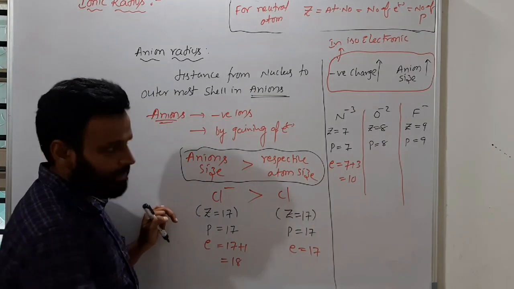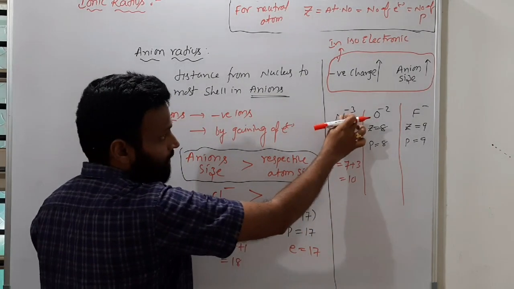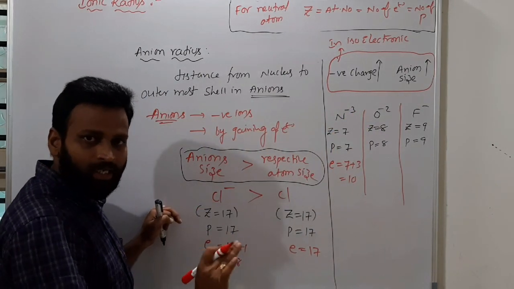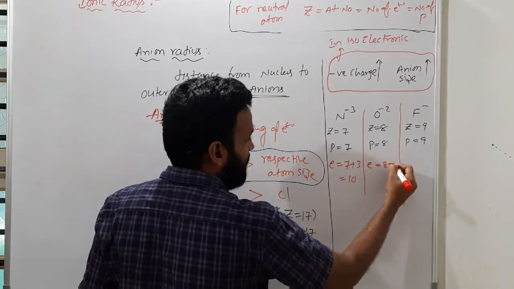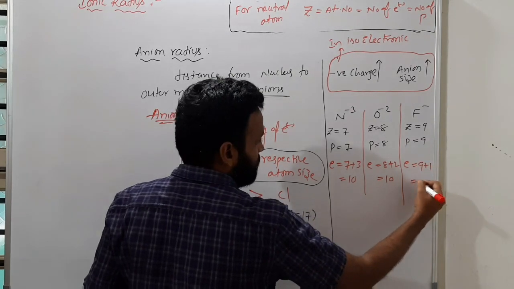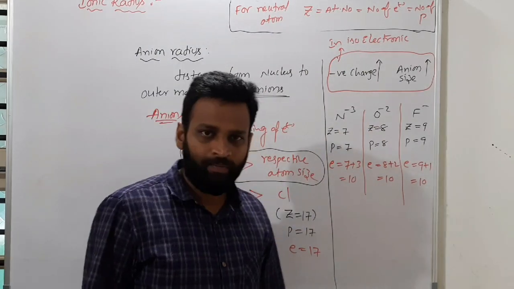Why 7 plus 3? Understood? The atomic number is 7, so nitrogen actually means 7 electrons. But with a charge of minus 3, it gains 3 electrons. So 7 plus 3, negative charge. I told you, I won't repeat. So 7 plus 3 is 10. Here, O minus 2 has 8 plus 2, 10 electrons. Here, F minus has 9 plus 1, so 10. So the electrons are the same. So these three are isoelectronic species.